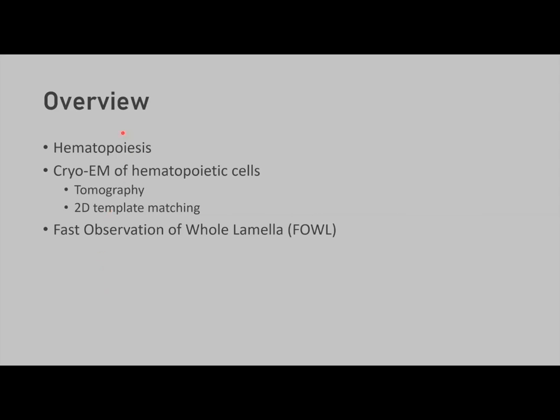I'll quickly introduce hematopoiesis if you're not familiar with it, but I assume most people here are more interested in methods. So I'll try to keep it short, more to give you an idea of what we want to achieve. And then I'll talk about how we have been doing cryo-EM of hematopoietic cells and use that to introduce the two ways we are imaging cells. The first one is cryo-electron tomography, and the other method is 2D template matching. And then I will segue into the new approach we have been developing to image, which we call FOUL, for fast observation of whole lamella.